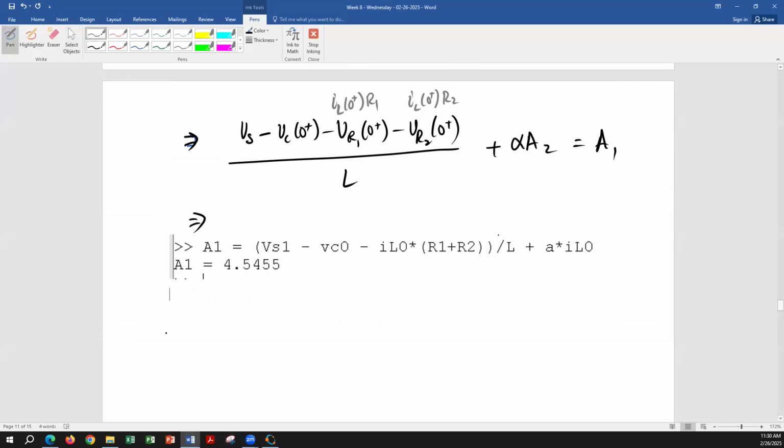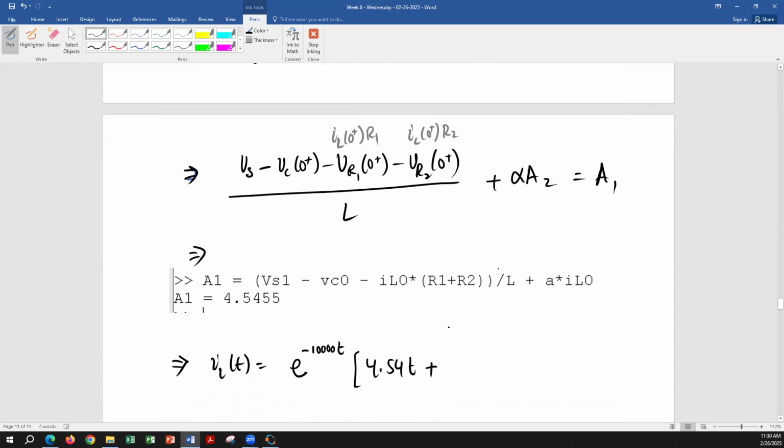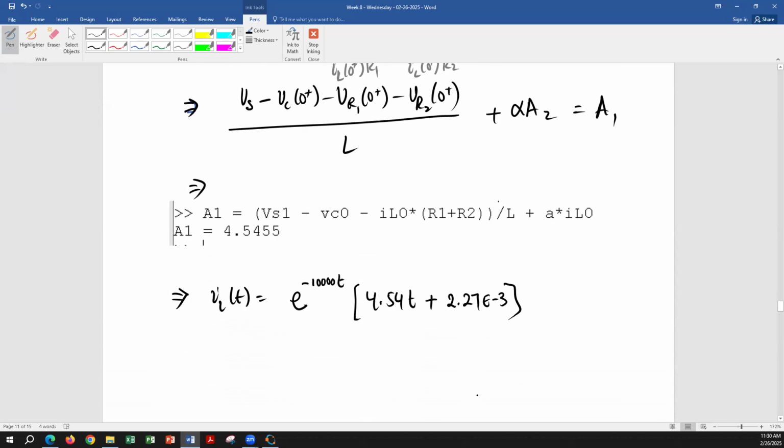Okay. So IL(t) is what? E to the power negative alpha t. Alpha is 10,000. Negative 10,000 t, A1 t plus A2. A1 is 4.54, and A2 was what? 2.27 milli. And again, as you can see, 2.27 milli is such a small number compared to the first number, so really you can pretty much ignore this if you want.